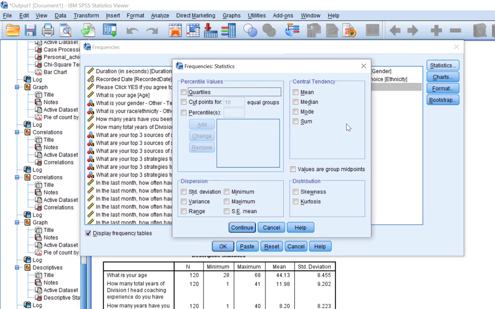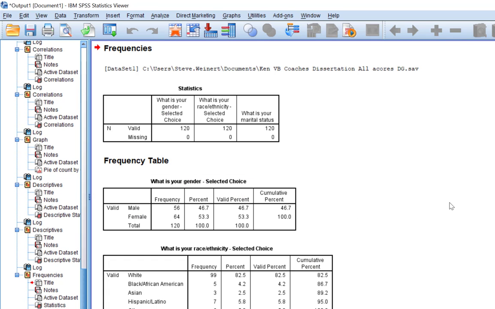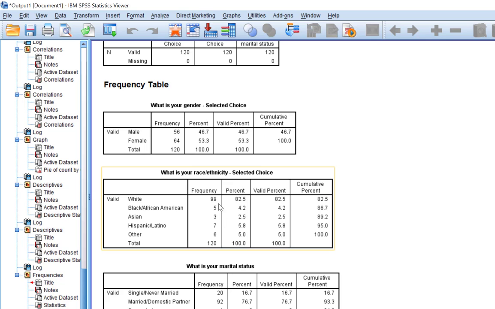Let's see what this means. I don't want these tiles. 56. Okay, 54 females. Volleyball is a very Caucasian sport. Most of them are married. Okay.